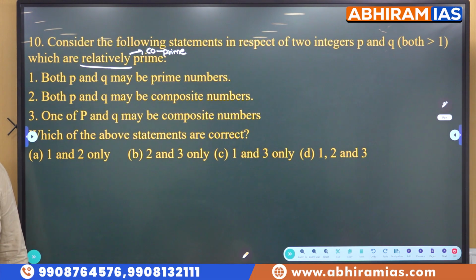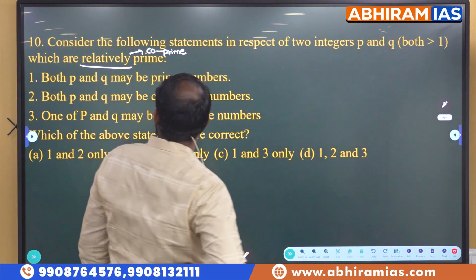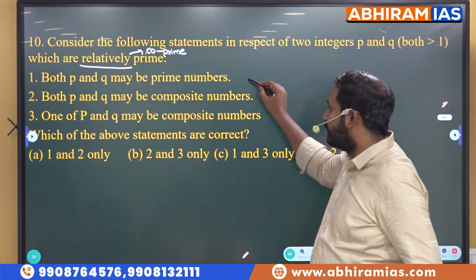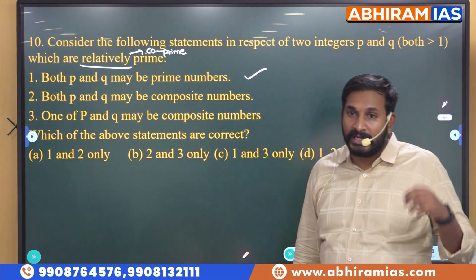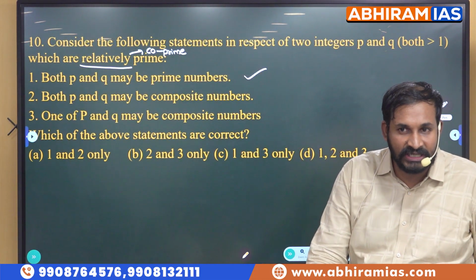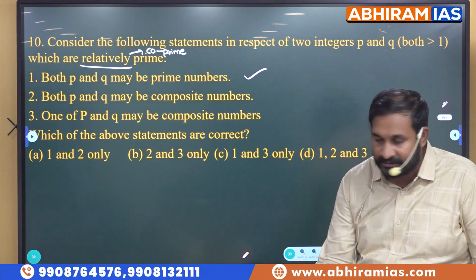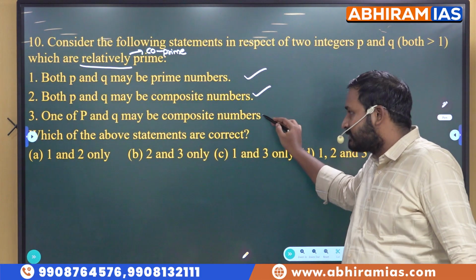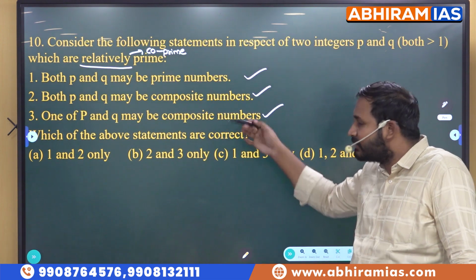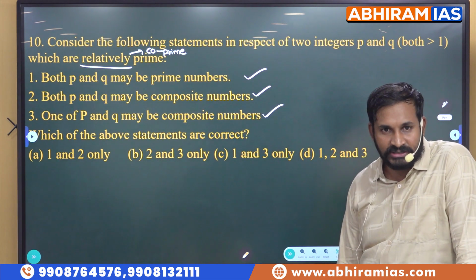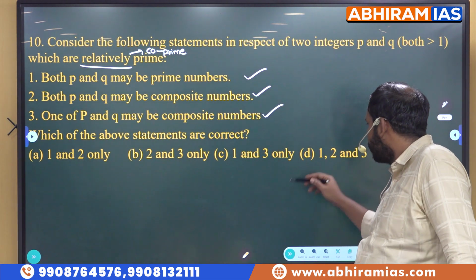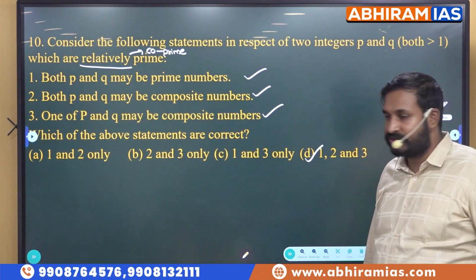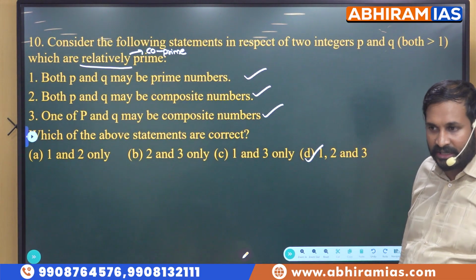Both P and Q may be prime numbers. Yes, may means chance. Yes, that is correct. Next, both P and Q may be composite numbers. There is also a chance. Just now we have written 8 and 9, right? That is also a chance. One of P and Q may be a composite number. Yes, that is also possible. See, may means there is always a true answer only. So our answer here becomes 1, 2 and 3. Which of the above statements are correct means all the 3 are correct for us here.